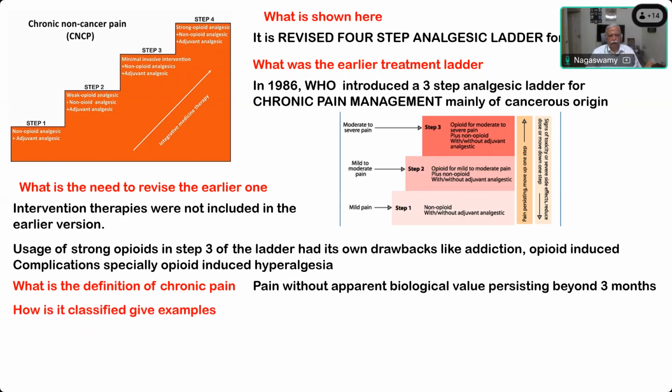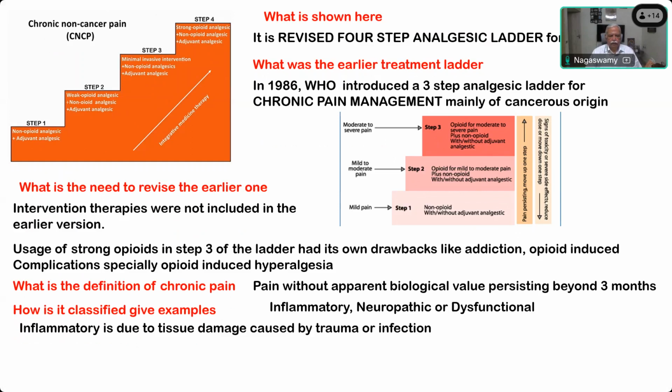How can you define chronic pain, and what categories can you define? It can be inflammatory, neuropathic, or dysfunctional. These are the three categories: inflammatory chronic pain, neuropathic chronic pain, and dysfunctional chronic pain. The examples: inflammatory is due to tissue damage by trauma or infection. This is usually short-lived, and with proper control by treating the trauma or infection, it is the most easily curable chronic pain.